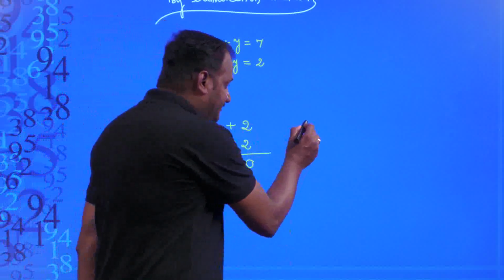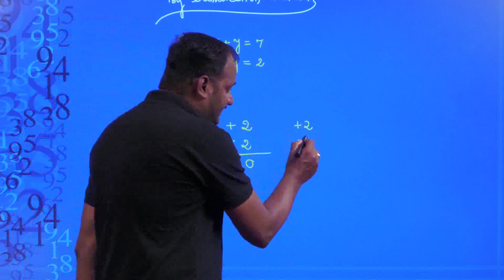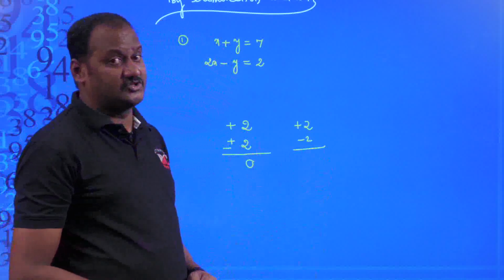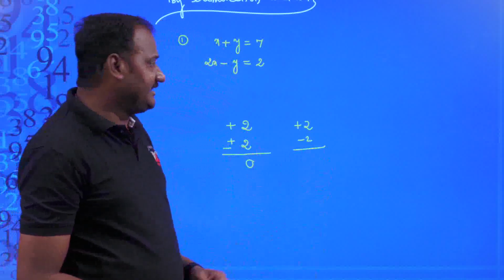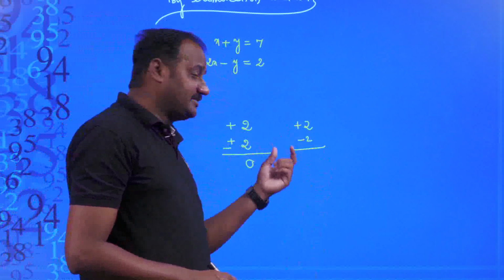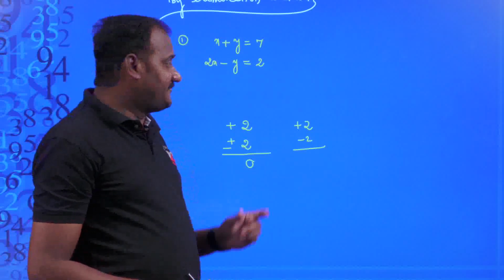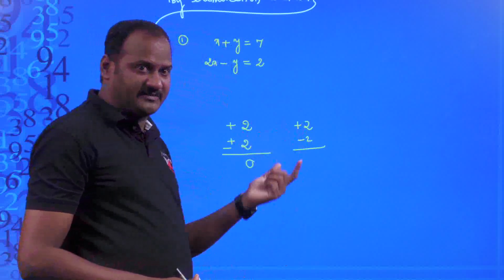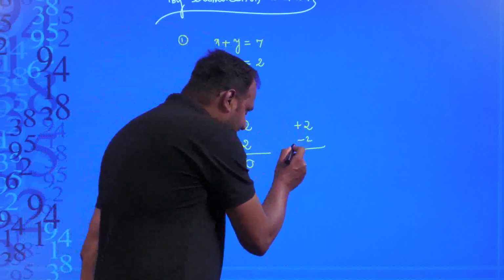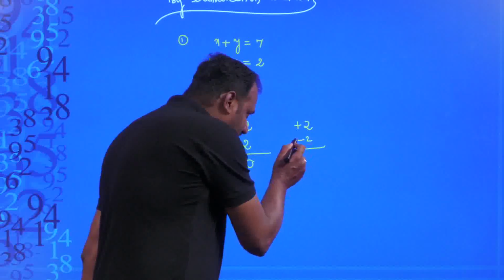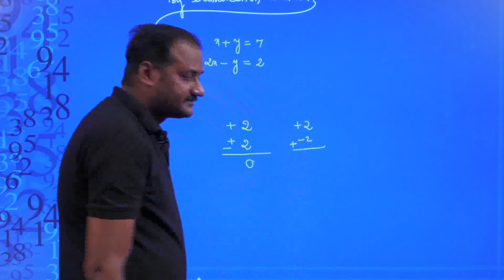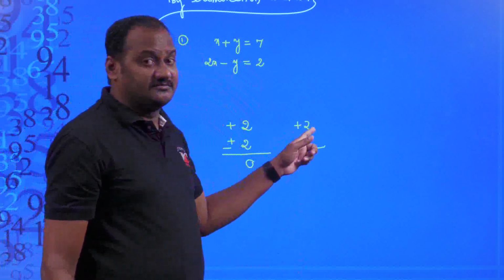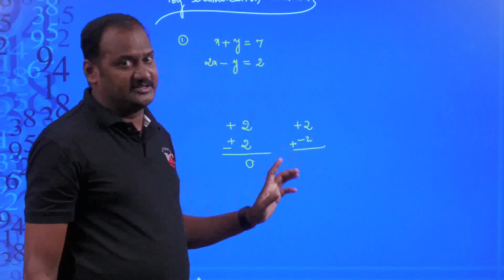Now I have a number 2 and another number minus 2. I want to get 0 as the result. Should I add both of them, or should I subtract one from the other? One number is positive 2 and one is negative 2. If I add both of them, plus 2 minus 2 will be 0. But if I subtract one from the other, minus times minus 2 will become plus, and then plus 2 will not be 0. So I should not subtract one from the other to get 0 as the result.